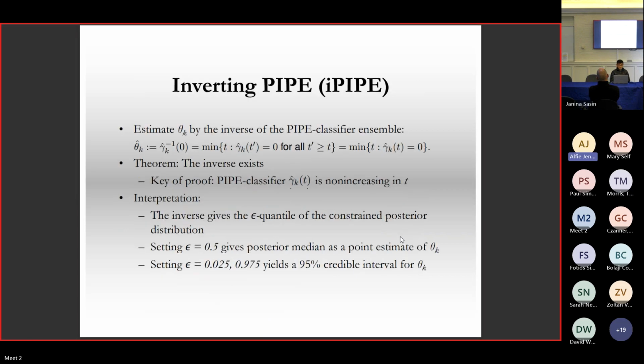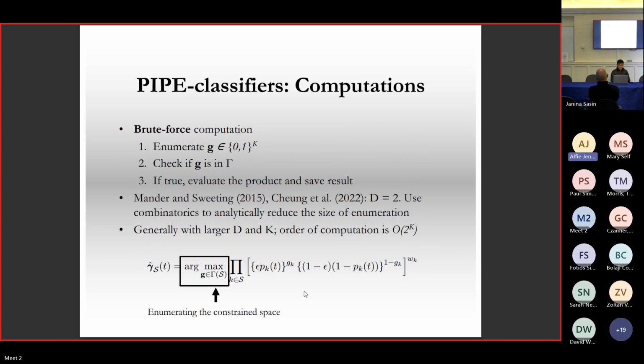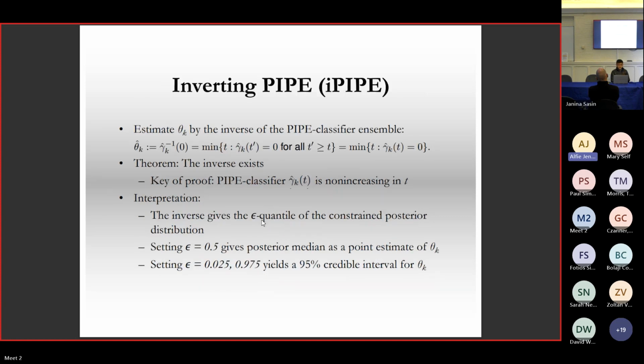This is just the PIPE. And then doing the inverse is easy. What is not trivial is whether the inverse actually exists in all data sets, and the proof is non-trivial. It turns out that the inverse does exist. We prove that, and not only that, it also gives us a very good interpretation by setting. If you go to the objective function, we have this decision parameter epsilon, which determines the false positive decision in a classification type gain function. And it turns out that this epsilon also helps us with inference, in the sense that if we set epsilon to be 0.025 and 0.975, it would give us the 95% posterior interval.